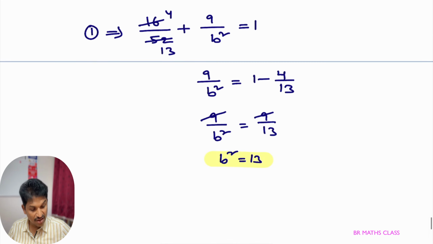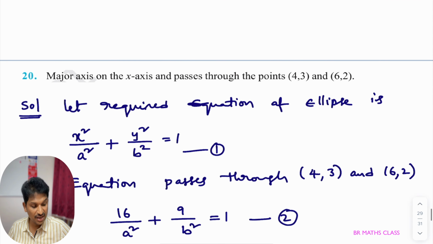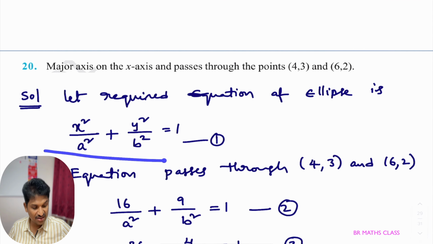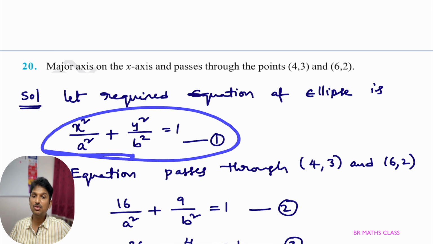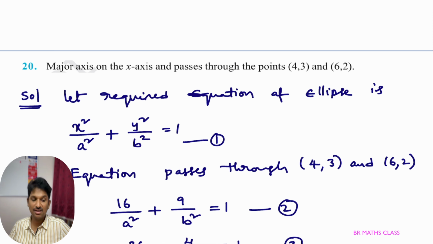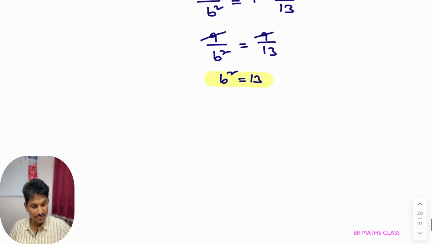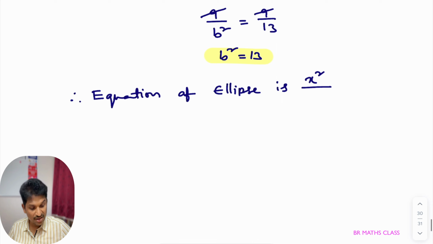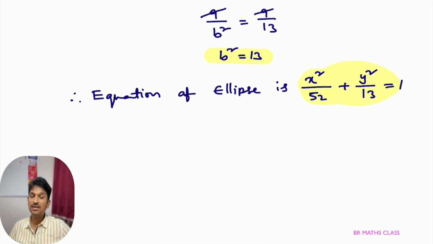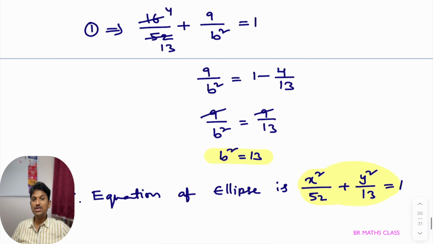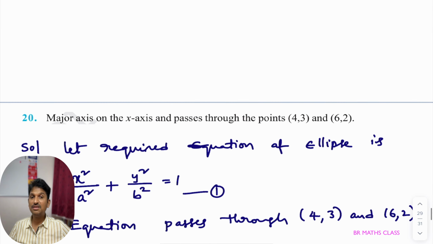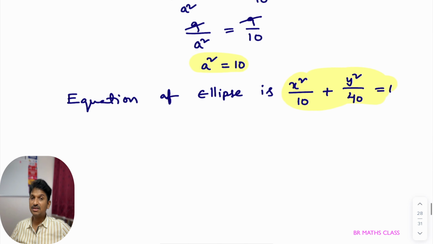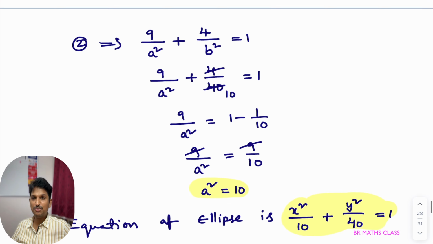As you got this a square value, b square value, we take the required equation of ellipse like this, and if you substitute the a square value and b square value in this, you will get the required equation of ellipse. Therefore, the equation of ellipse is x square divided by a square, 52, plus y square divided by b square, 13, equal to 1. This is the required equation of ellipse. With this, NCERT exercise number 10.3 ellipse problems are completed.